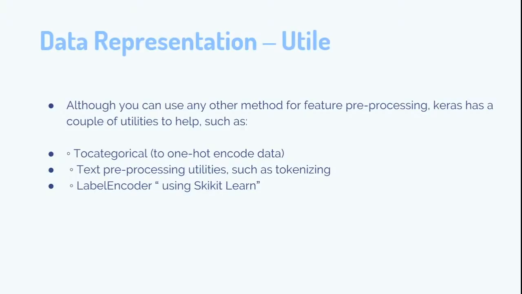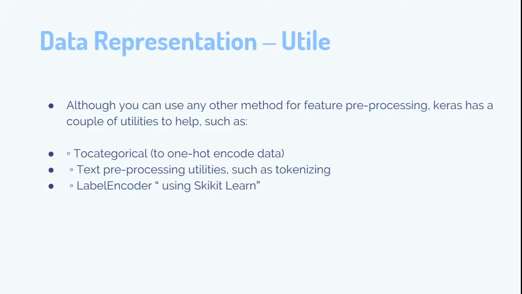In today's code we are using one hot encode data. Then we can do text pre-processing like tokenizing. Tokenizing is when we have a paragraph and it is converted into single words, like although, comma, you, comma, can, comma, use, comma, any, comma. That is called text processing. Otherwise you can use label encoder, which comes under scikit-learn.